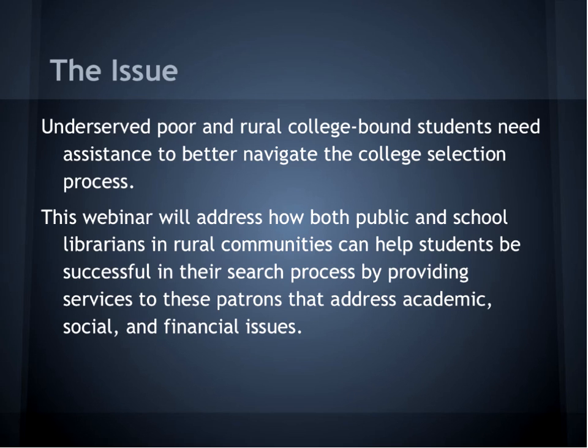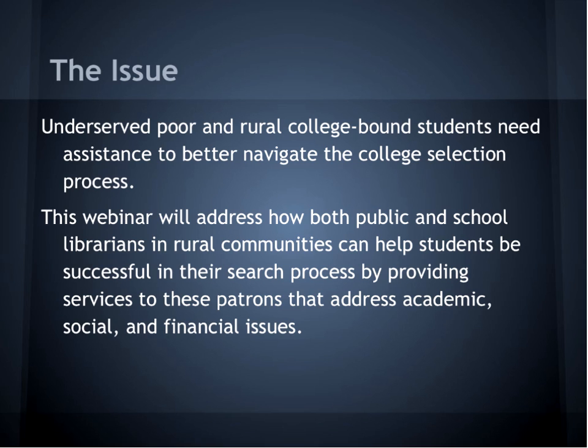Hi, thanks Elizabeth. So the subject of this webinar is that underserved, poor and rural college-bound students have more difficulty than other new college students in navigating the college selection process. In this webinar, we hope to address how school libraries, public libraries, and academic libraries can help these rural students to be successful in the search process by providing services that address academic, social, and financial issues.